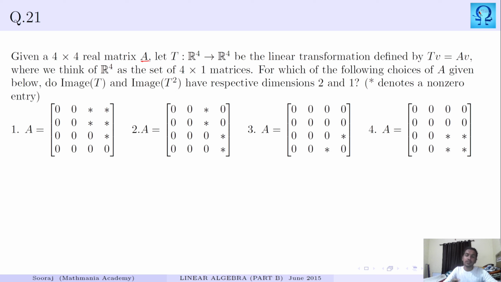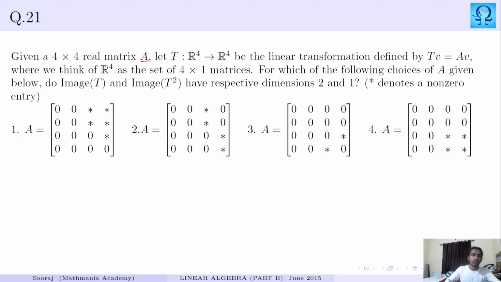That is one of the basic results that we have studied. For every linear transformation defined from a finite dimensional vector space to another finite dimensional vector space, we can very well associate a matrix to it, and the order of the matrix is defined by the dimensions of the vector spaces that we are considering. Here the domain and the codomain is R4, so the matrix is of order 4 by 4.